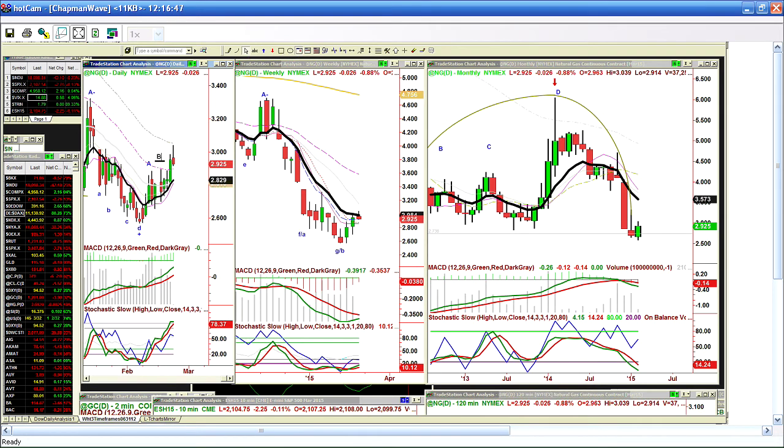B, C. So now I can put an up arrow. And it suggests that it's going to struggle, but it should go a little bit sideways and then pop to the upside. Whether it closes Friday above 2.98, which is the 9-period exponential moving average of the weekly chart, it's just hard to say right now.